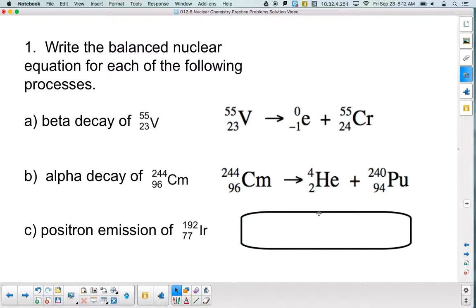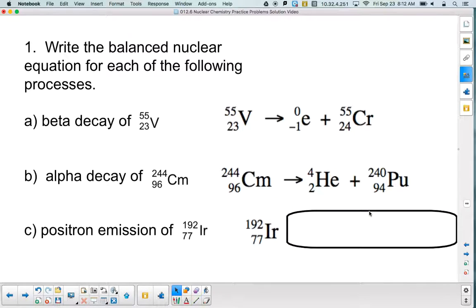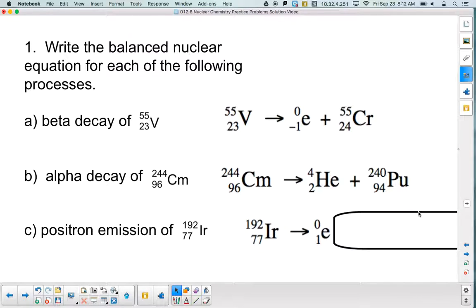And our last one is an example of positron emission. You start with iridium-192, and a positron has the nuclear symbol 0, 1e. And now we have to work on our numbers. 192 is equal to 0 plus 192, and 77 is equal to 1 plus 76. Element 76 on the periodic table is osmium.